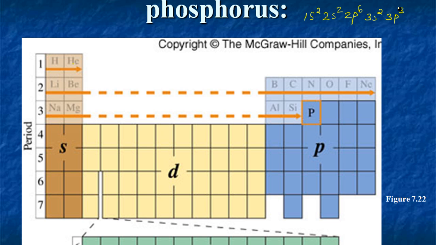So you keep going from left to right, top to bottom until you reach what you need to. And keep remembering, S and P have the same number as the period number. Whichever period you are, it's the same number. For D, it is period number minus 1. For F, it is period number minus 2. That's all you need to remember. Let's do another example.